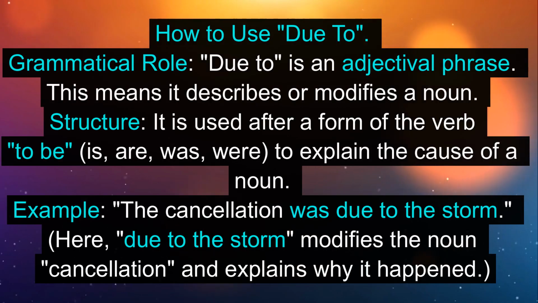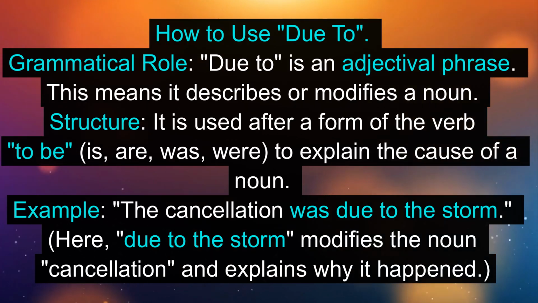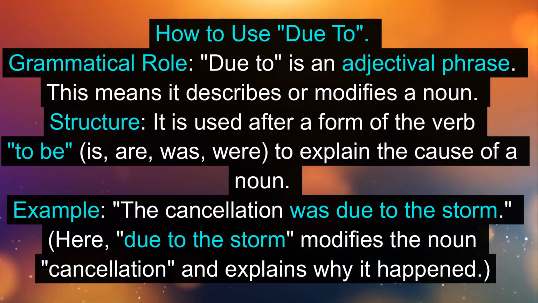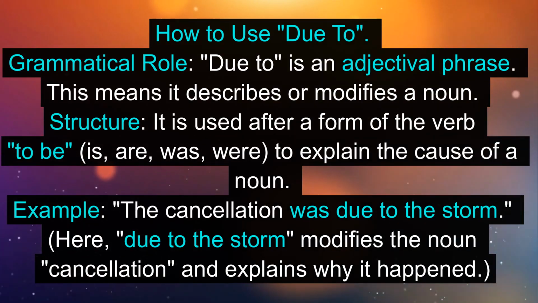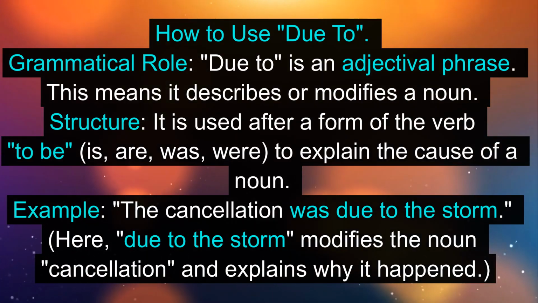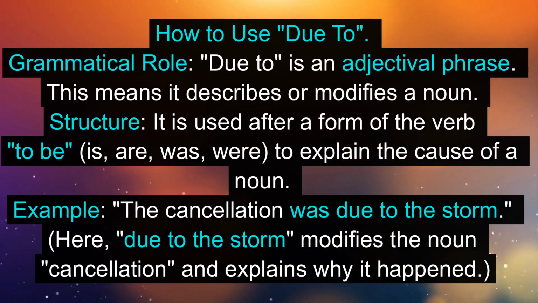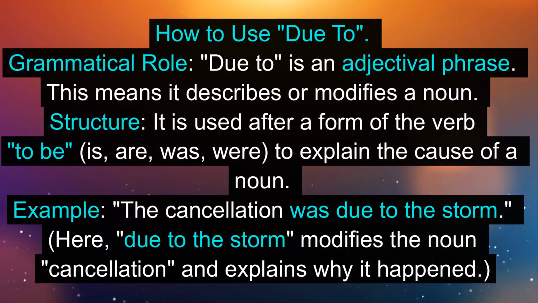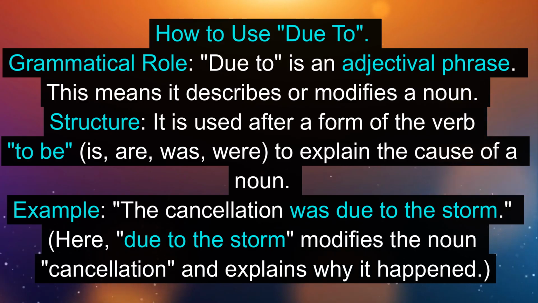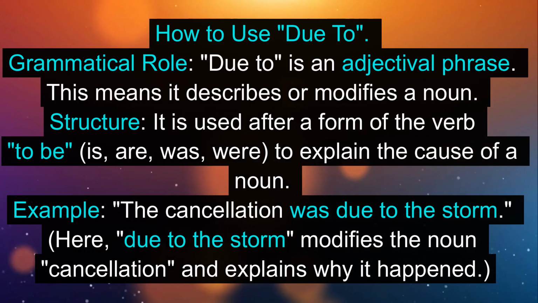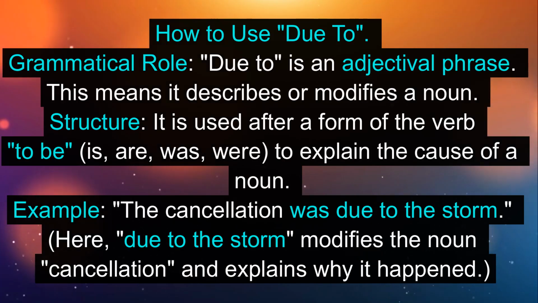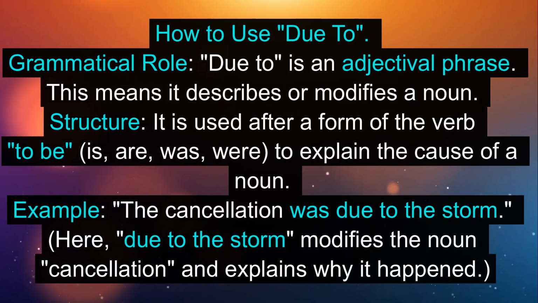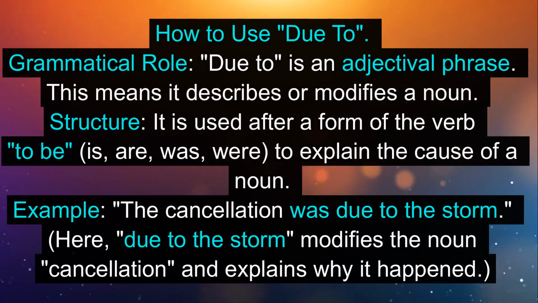How to use due to. Grammatical role. Due to is an adjectival phrase. This means it describes or modifies a noun. Structure. It is used after a form of the verb to be: is, are, was, were, to explain the cause of a noun. Example. The cancellation was due to the storm. Here, due to the storm modifies the noun cancellation and explains why it happened.